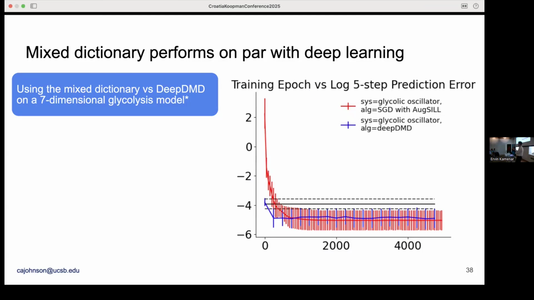So this is evidence to us that we have understood what deep DMD is doing. Have we understood it perfectly? No, there's still a lot of open questions. I'll come back to that in a bit. But certainly this is a way to think about this.